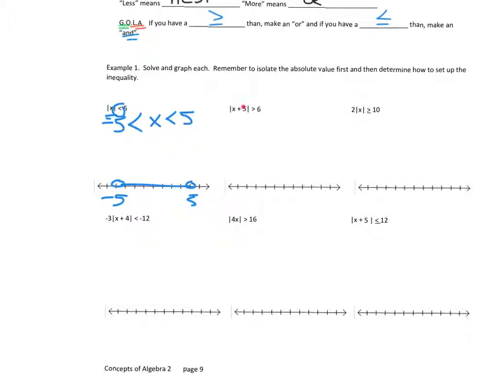The second one, the absolute value is greater than 6. So I'm going to set up an OR. I'm going to write x plus 5 is greater than 6, or x plus 5 is less than negative 6. So I'm going to have two inequalities. X is greater than 1, or x is less than negative 11 when I'm solving for x. So this would be greater than 1, and then negative 11. It's going that way.